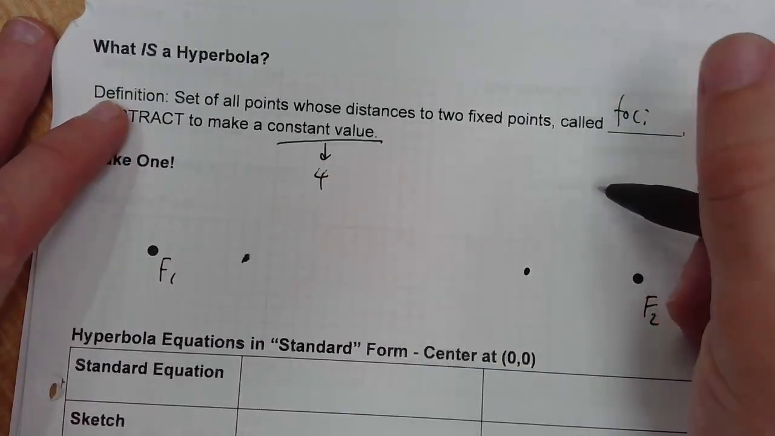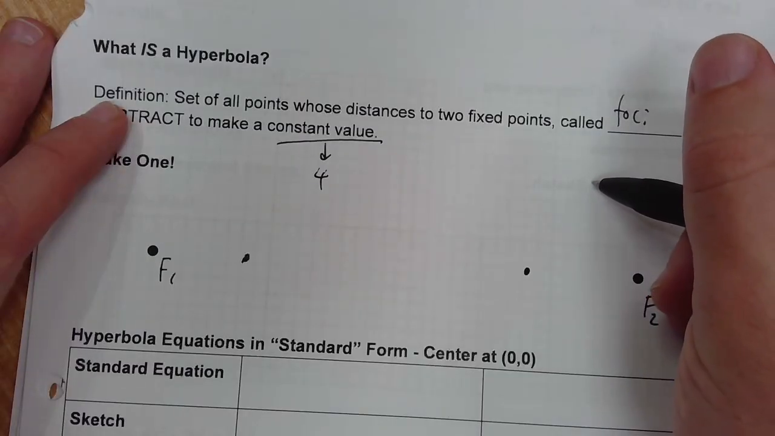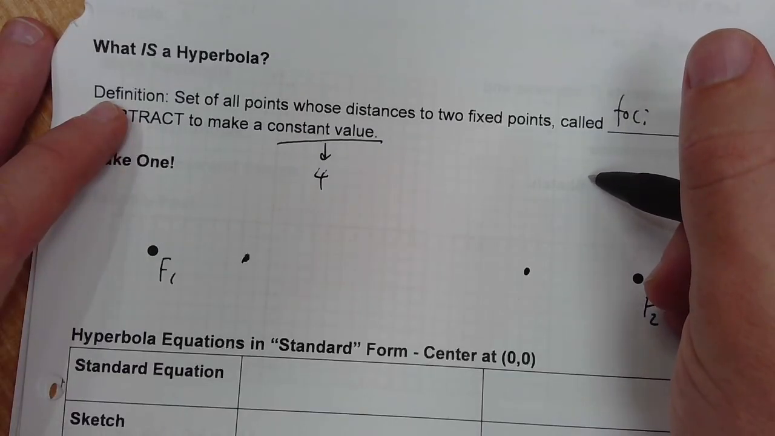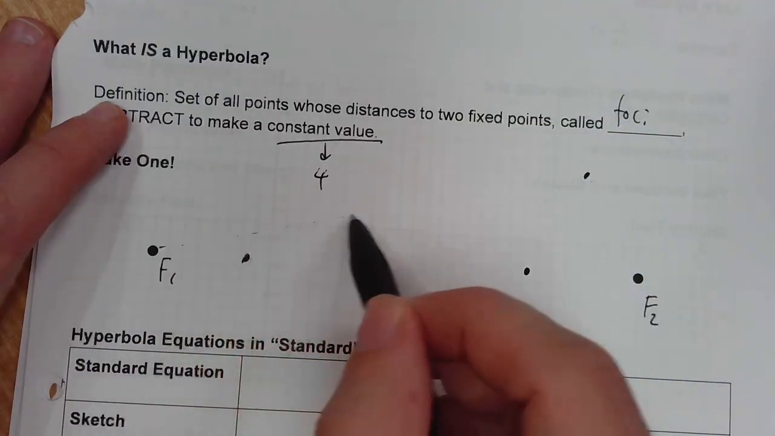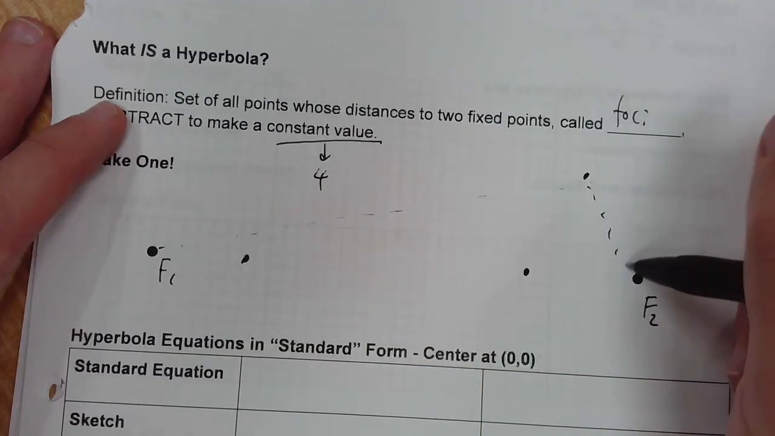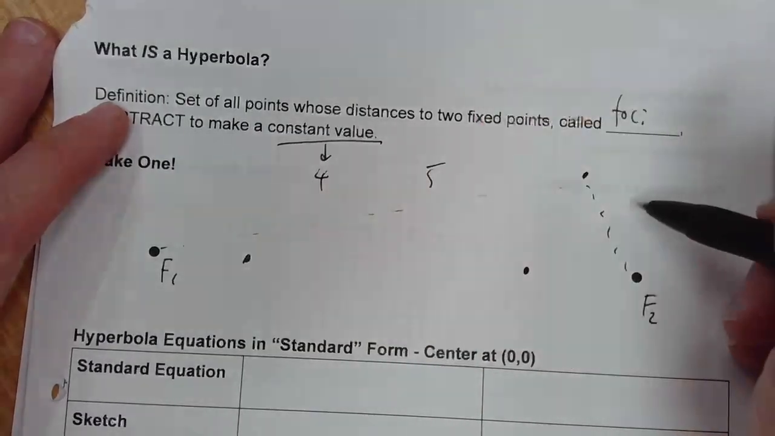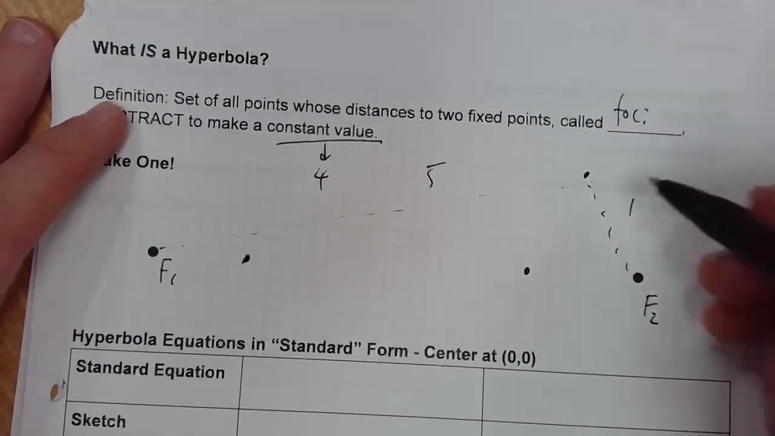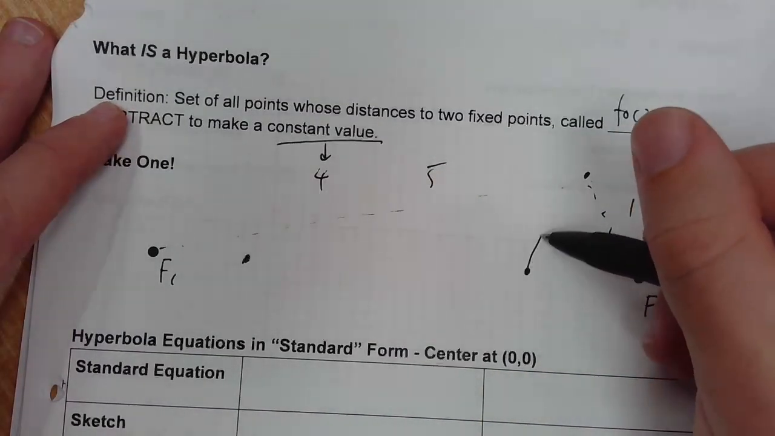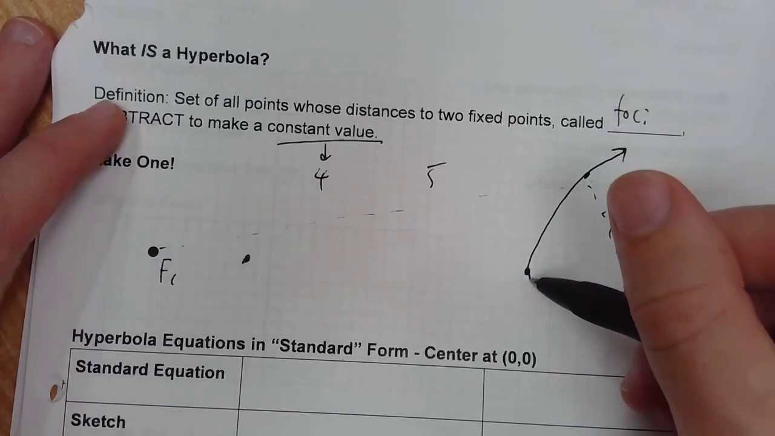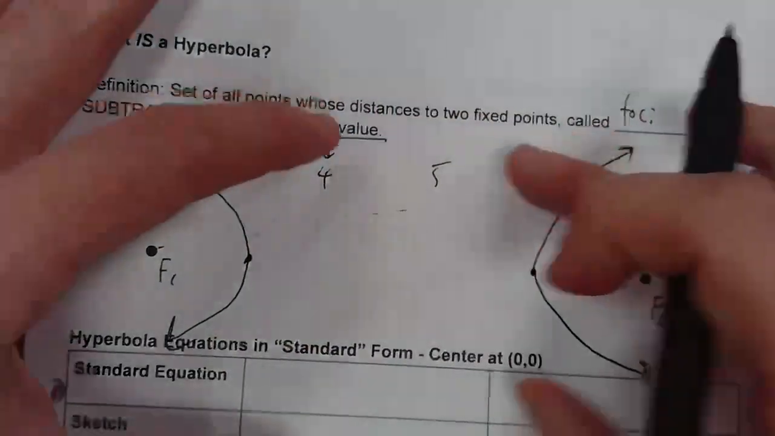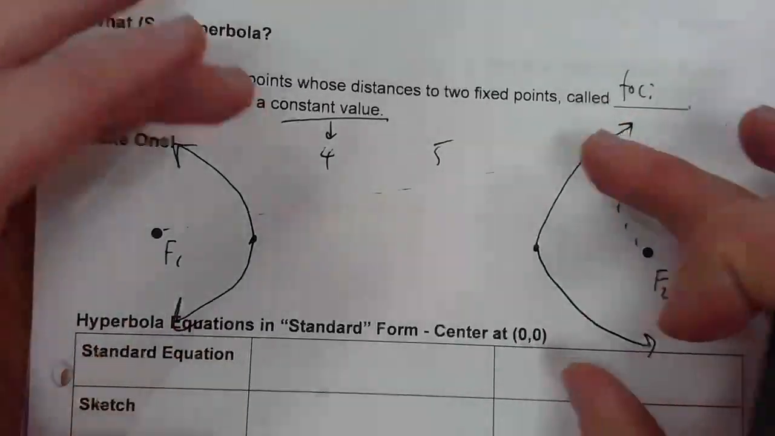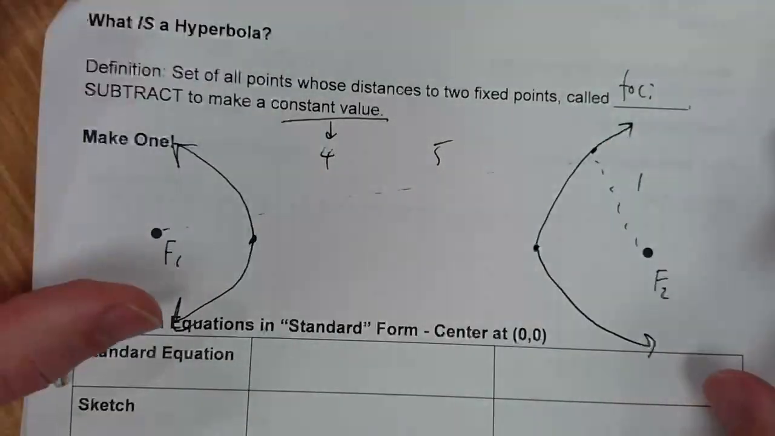We might have a point here where something similar happens, right? This distance here from focus 1 to this point, and this distance here from focus 2, this could be 5, this could be 1. 5 minus 1 is 4, so this point would work. So when we draw out the hyperbola and find those points, we get kind of a double parabola shape, where you have two mirrored U-shapes that are going away from each other.